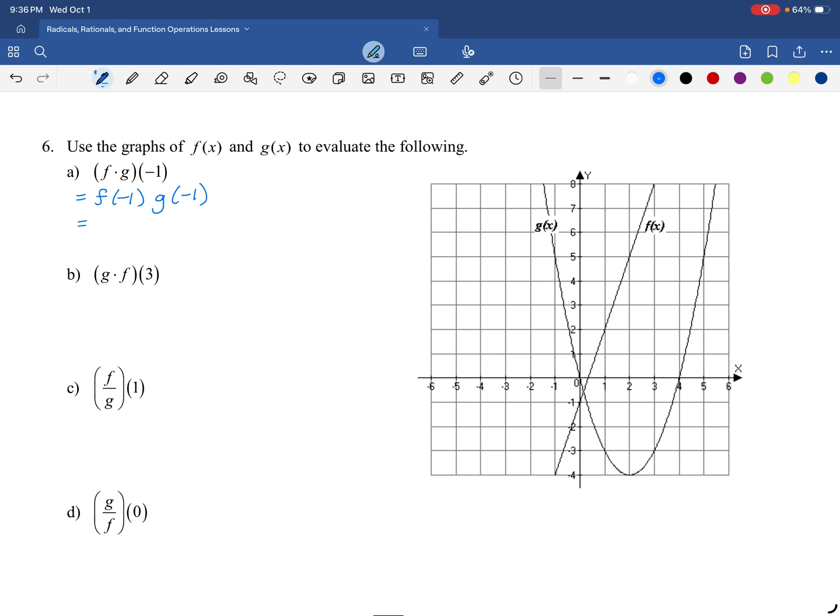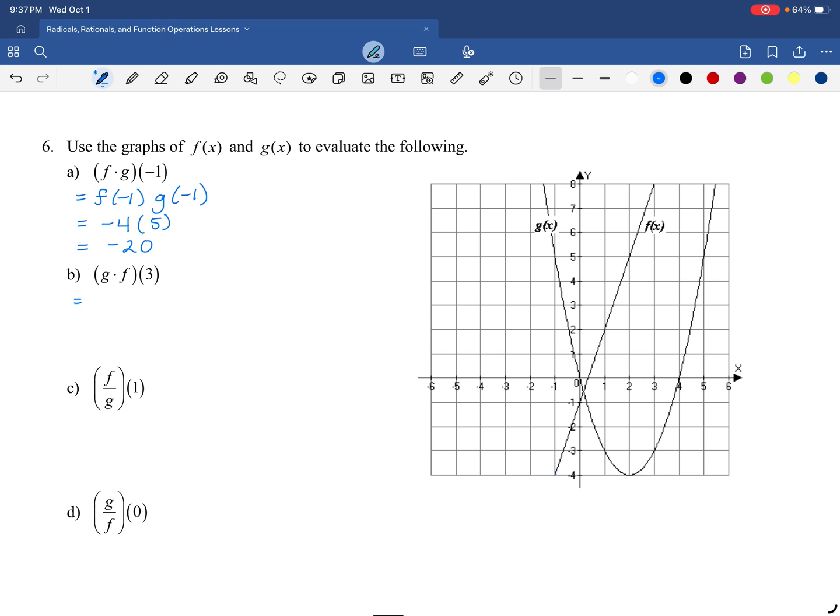So f of negative 1, so here's negative 1. Function f is the line. f of negative 1 appears to be a negative 4 value. And then we're multiplying it by g of negative 1. g of negative 1 appears to be a positive 5 value. Okay, so if I multiply these together, my grand total should be negative 20.